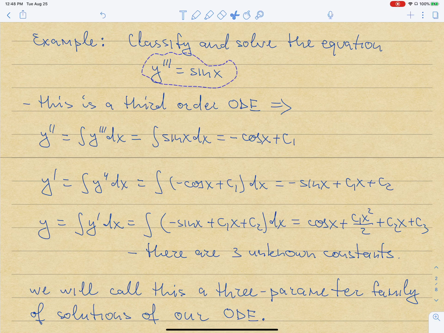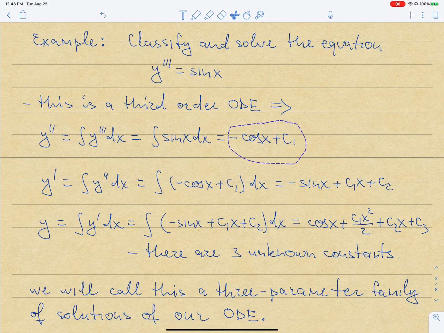Okay, so would I be able to solve it? The answer is yes, pretty easily, because if I know that y triple prime is equal to sine x, then I can compute y double prime simply by taking the antiderivative of y triple prime. Y triple prime is sine, so I need to take the integral of sine. The integral of sine is minus cosine plus a constant, and I'm going to call this constant C1.